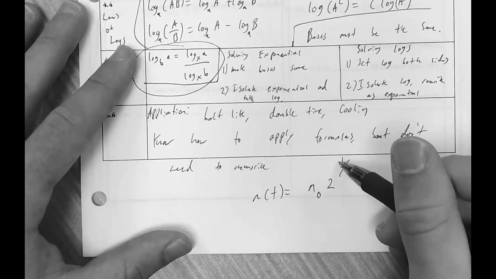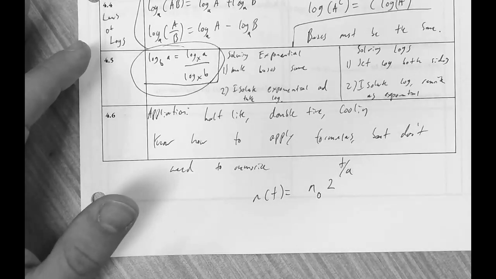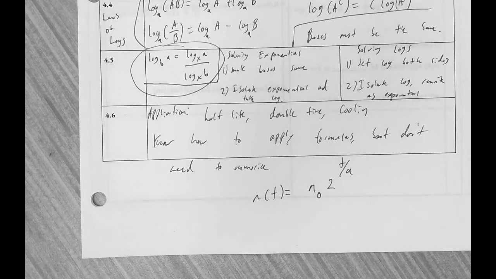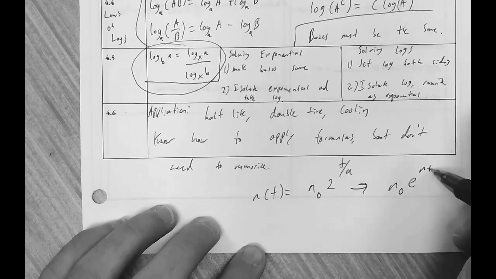Okay. So for example, I'll show you one of them. N of t equals n naught times 2 to the t over a. I'll give you this part, but you have to know, oh, this is the starting value. We're doubling. This is the amount of time. This is the time to double. You have to understand that. Okay. And then you have to understand how to convert it to the other form, n naught e to the rt. Okay. All right. Let's do some problems.